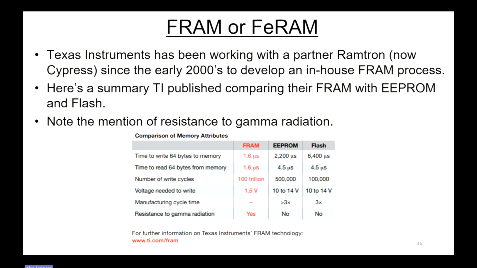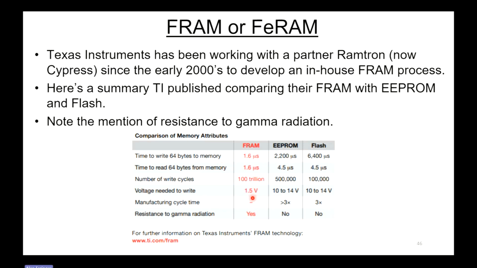So Texas Instruments has been working with a partner, Ramtron. Ramtron got bought out by Cypress in 2012. But TI was working with Ramtron since the early 2000s to develop an in-house FRAM process. And here's a summary TI published comparing their FRAM with EEPROM and flash.